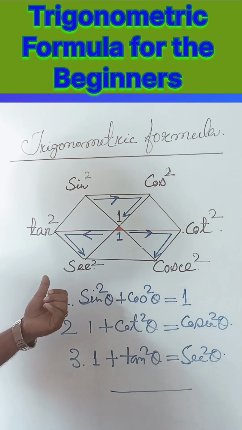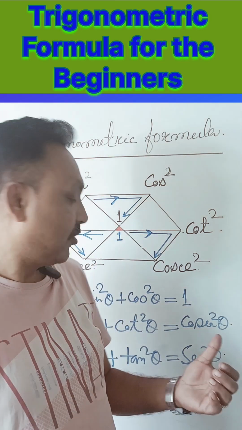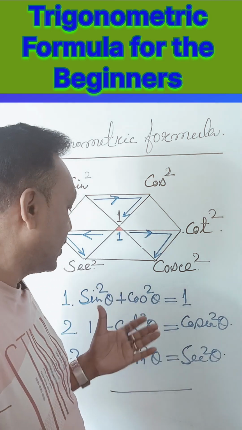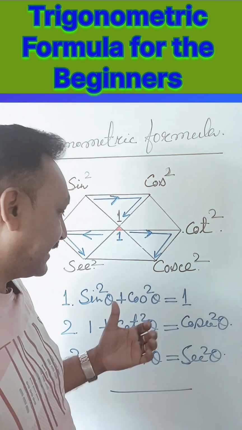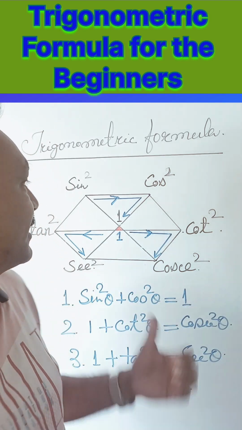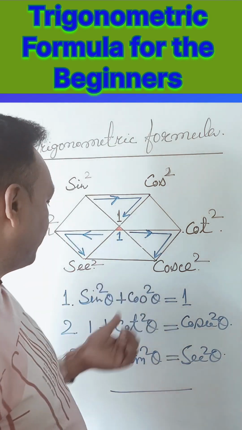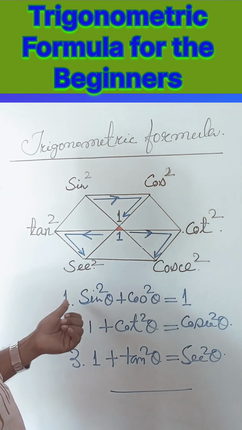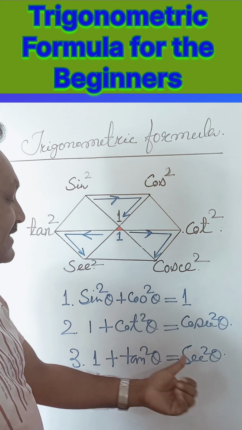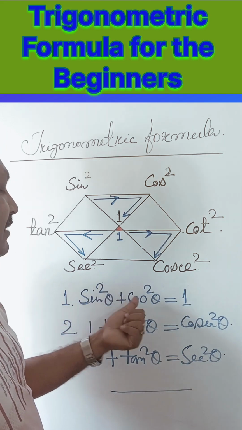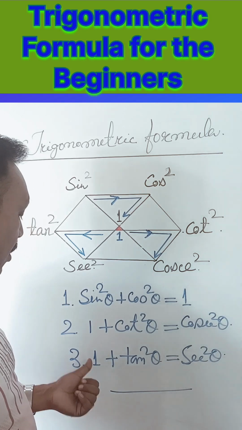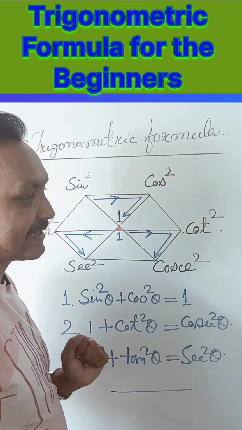So if the students remember this diagram, then it will be very easy for them to remember the formulas, and there is less chance of making a mistake. I hope this diagram is very important. From this diagram, students can easily find out the relations between sine cos, cot cosec and tan sec. So the first relation is sine square theta plus cos square theta is equal to 1. 1 plus cot square theta is equal to cosec square theta. 1 plus tan square theta is equal to sec square theta.